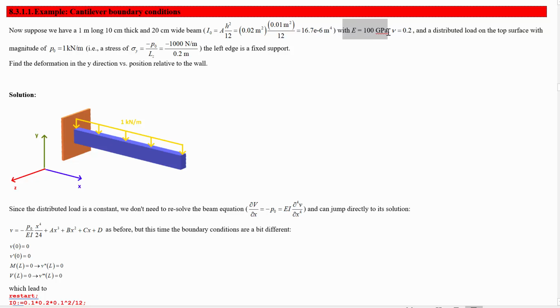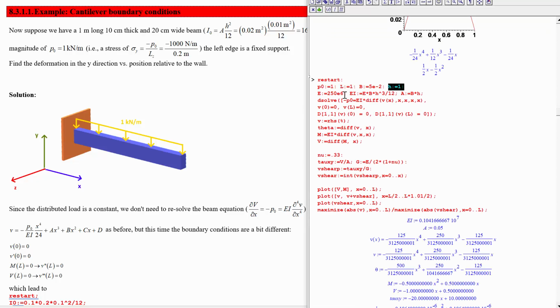Figure out if E is equal to 100 gigapascals, nu is 0.2, what the deformation is in the y direction versus position relative to the wall. Okay, so we can again set everything up like we just did.